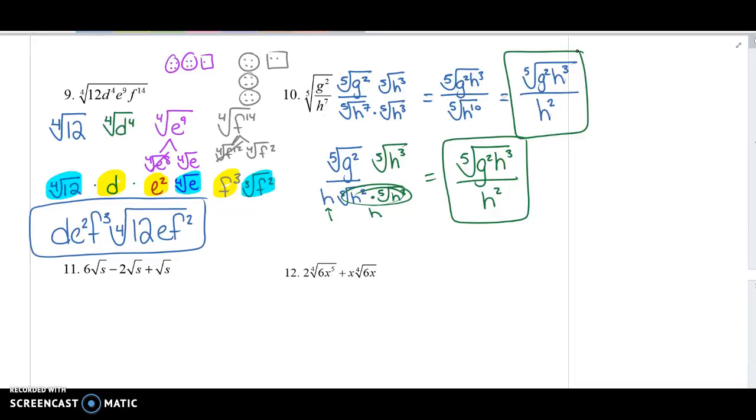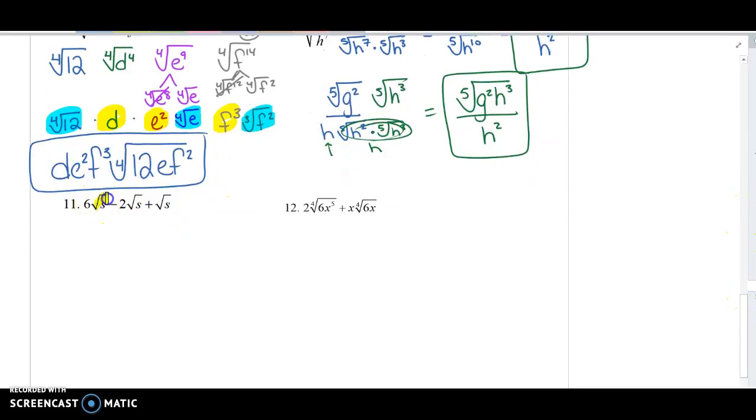Okay, are you ready for something a little bit easier now? Take a look at number 11. This is basically what we did yesterday. Notice you have square root of s, square root of s, square root of s. What number could we put in front of that last square root of s? A 1. Since the index and the radicand are all the same, they're all square roots of s, we've got 6 minus 2 plus 1. What is 6 minus 2 plus 1? 5. 5 square root of s.